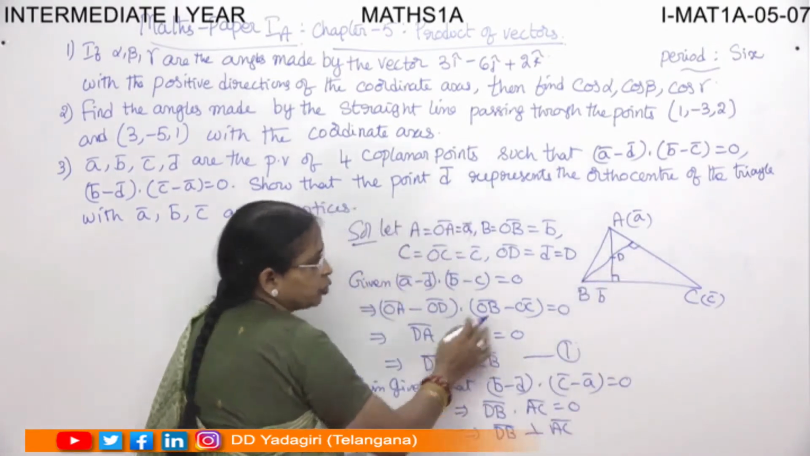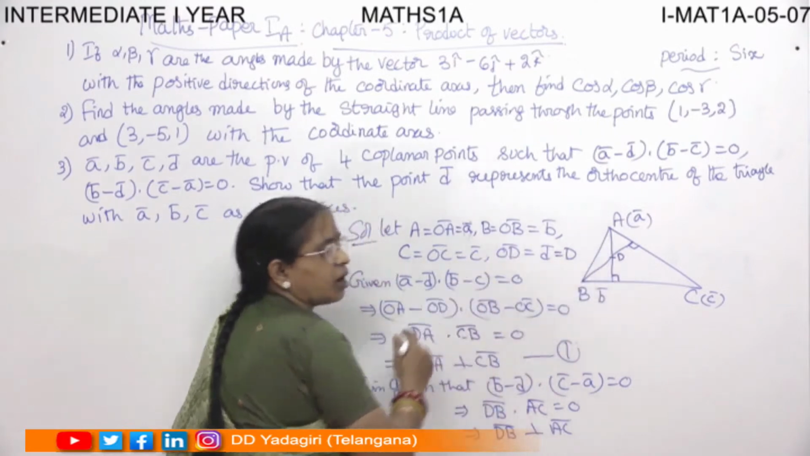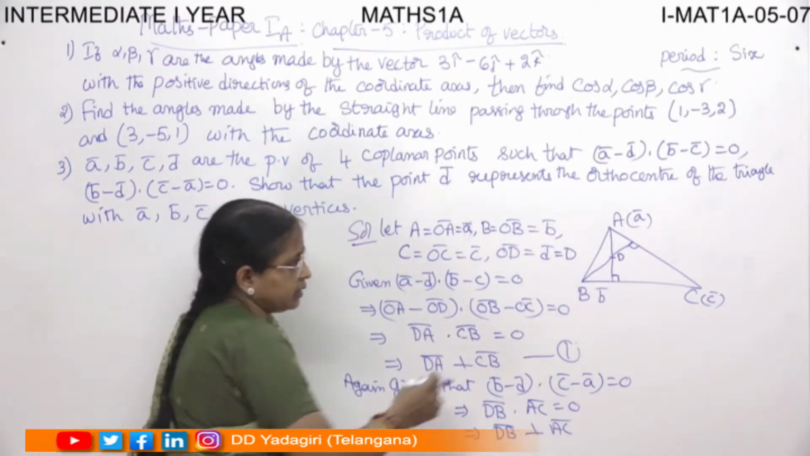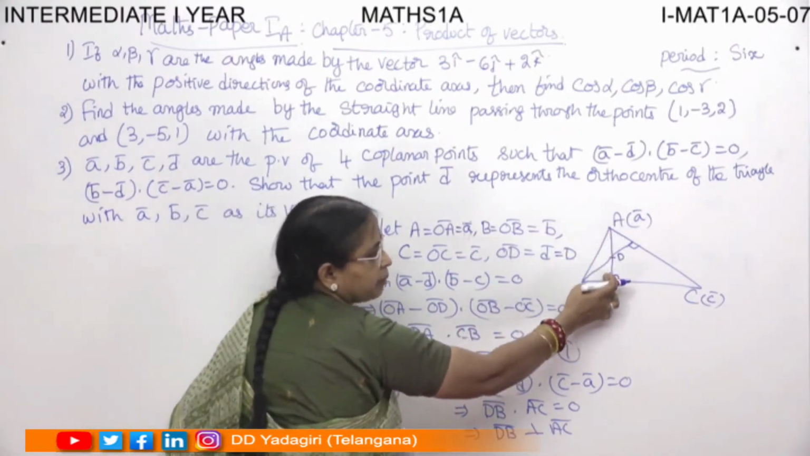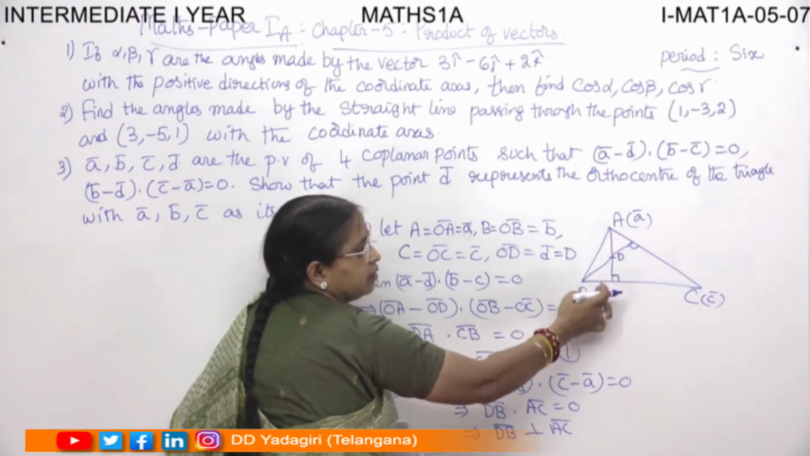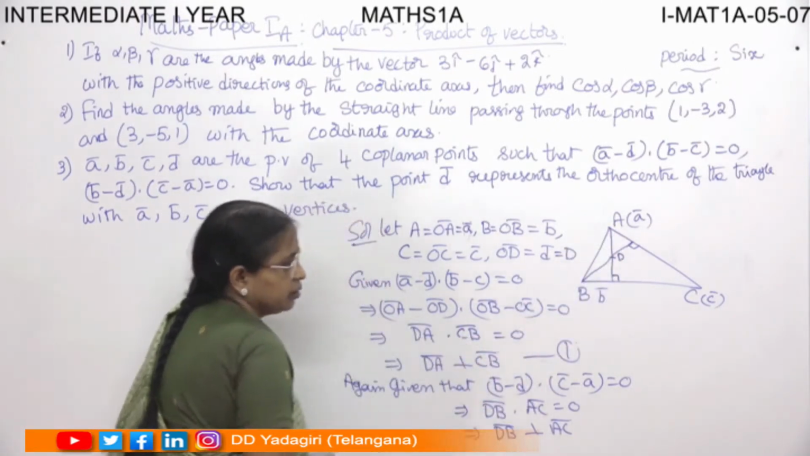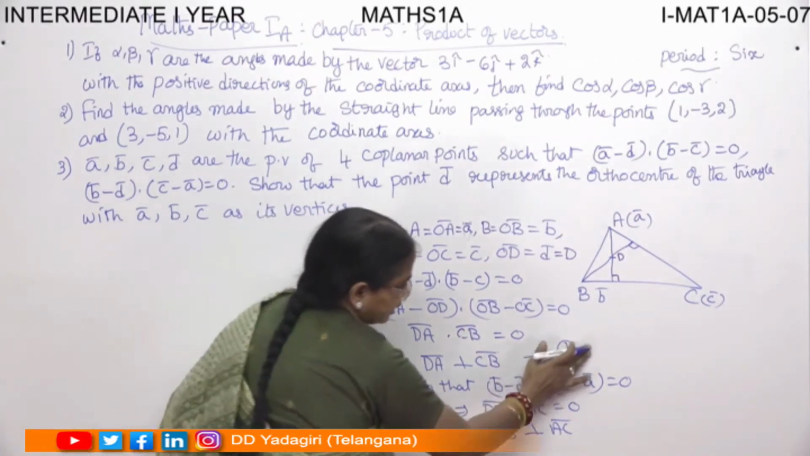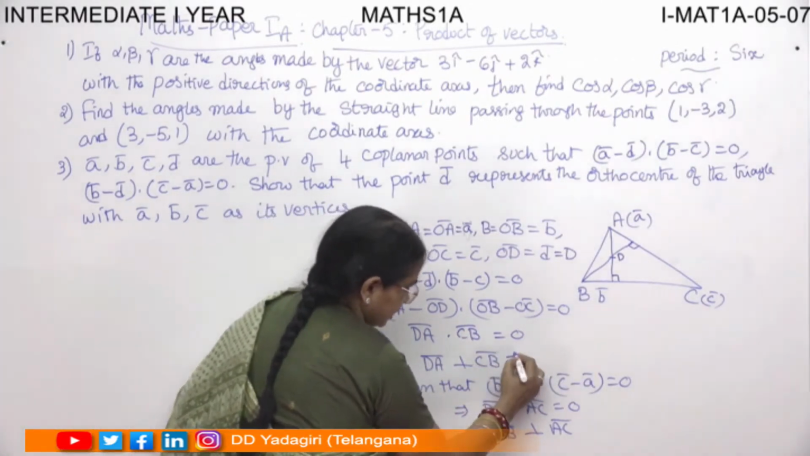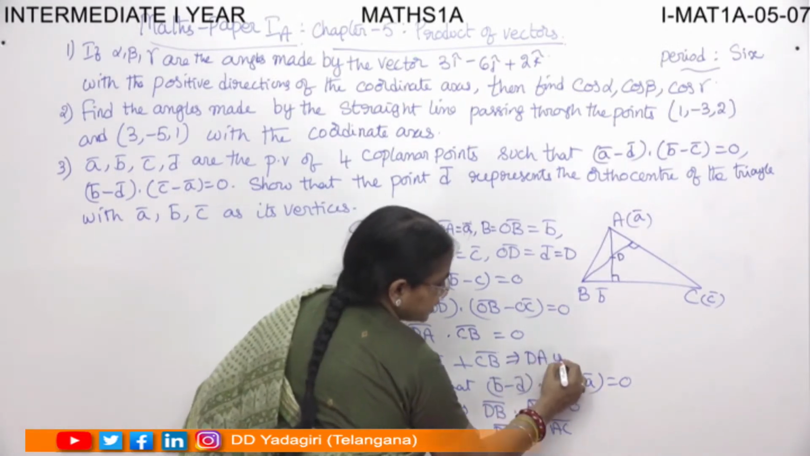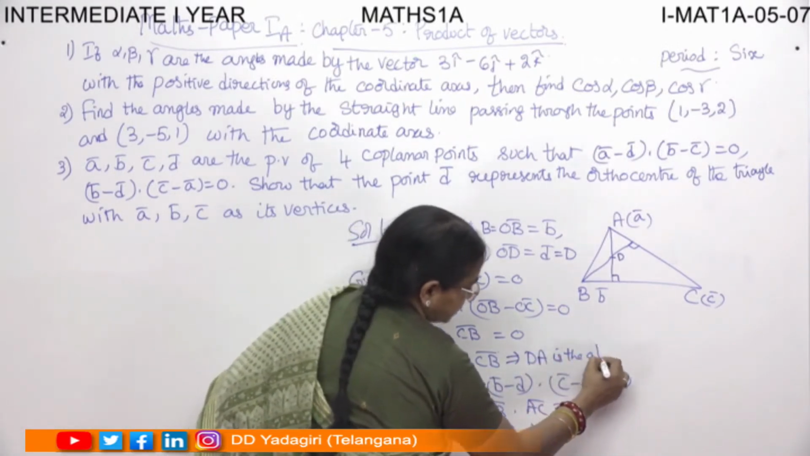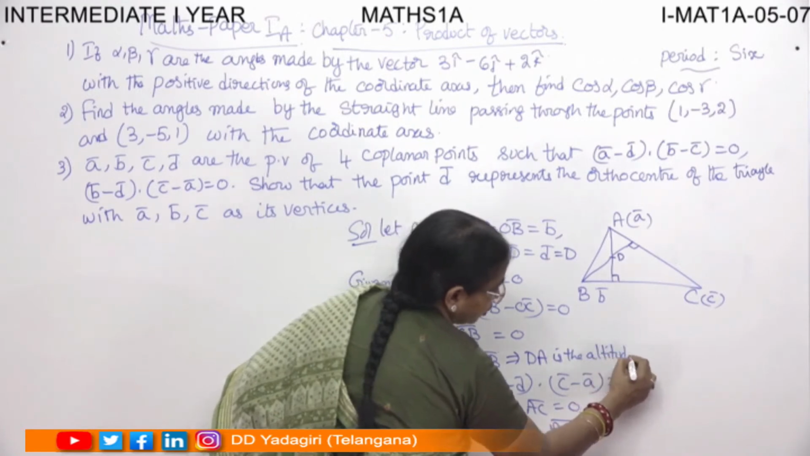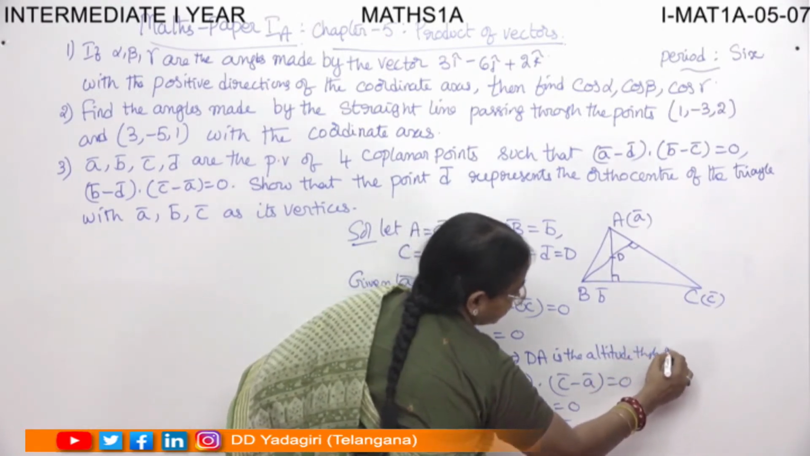So for these two lines, D is the common point. And these are perpendicular, and they are passing through the opposite vertex. So this is the altitude. So AD is the altitude. So from these two you can say that DA is the altitude through A.